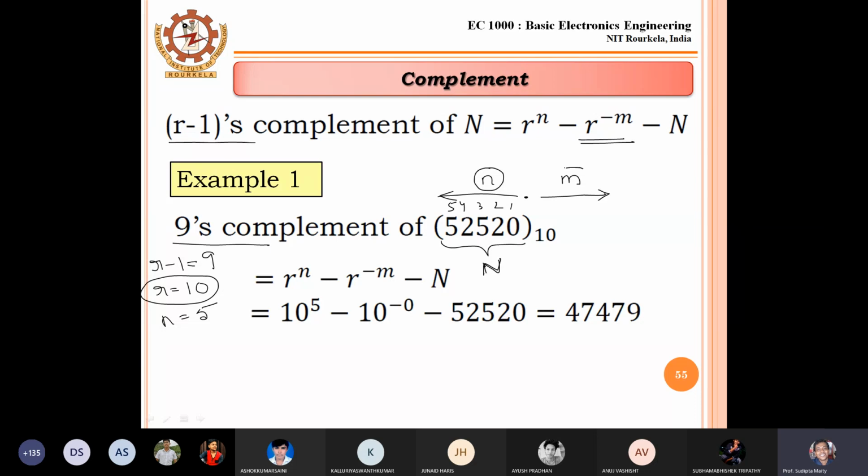What is the value of small m? 0. Very good. So m equal to 0.